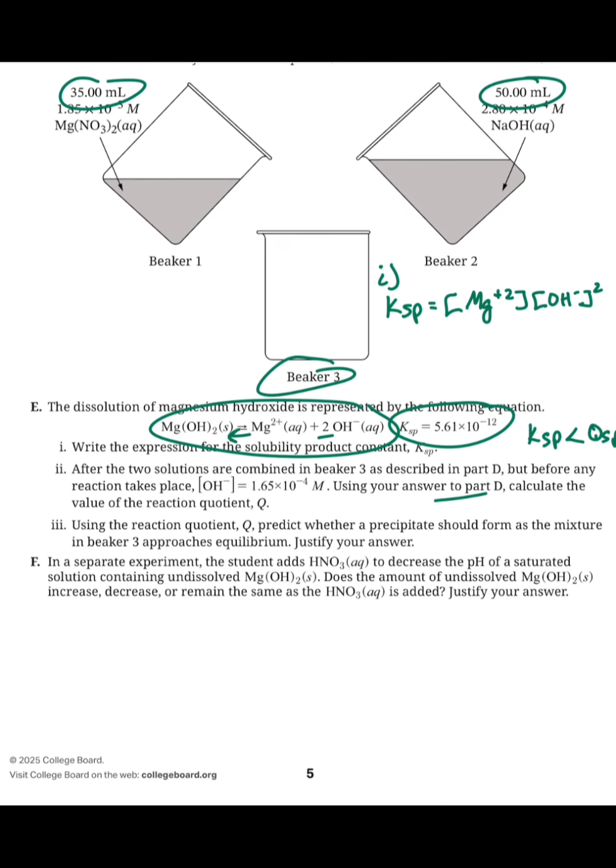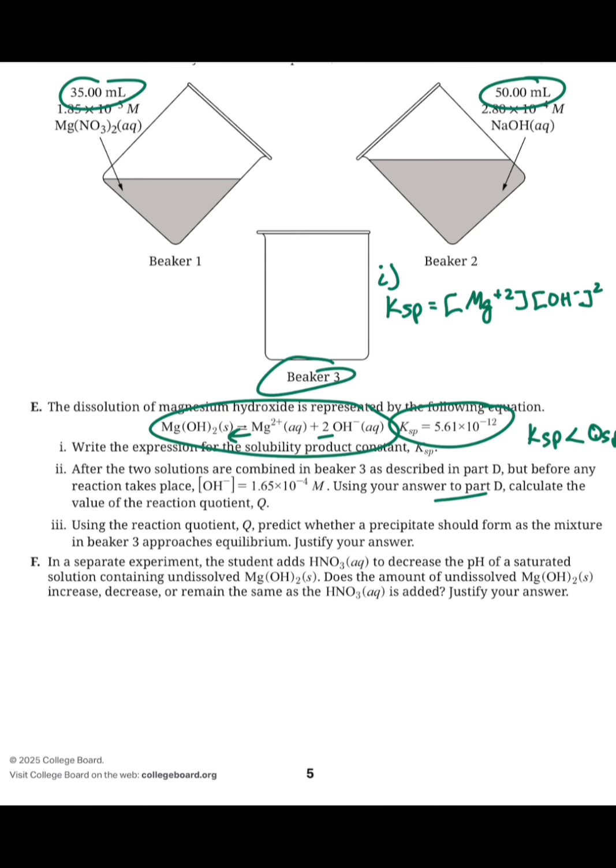So part F here, it's saying, well, in a separate experiment, the student adds HNO3 to decrease the pH of a saturated solution containing the undissolved Mg(OH)2. Does the amount of the undissolved magnesium hydroxide increase, decrease, or remain the same as the nitric acid is added? And when we think about what nitric acid is, it is a strong acid. And so the strong acid is going to react with anything that is a base in the solution.